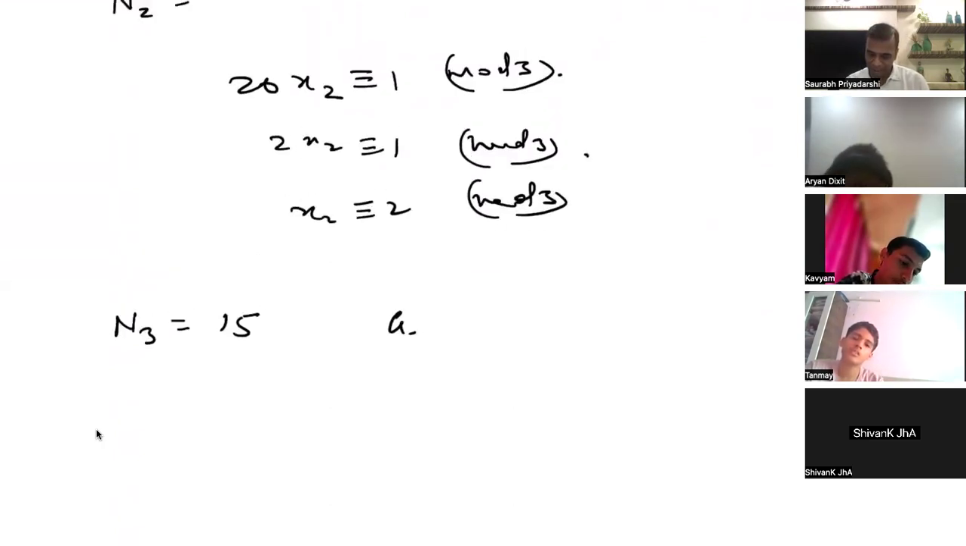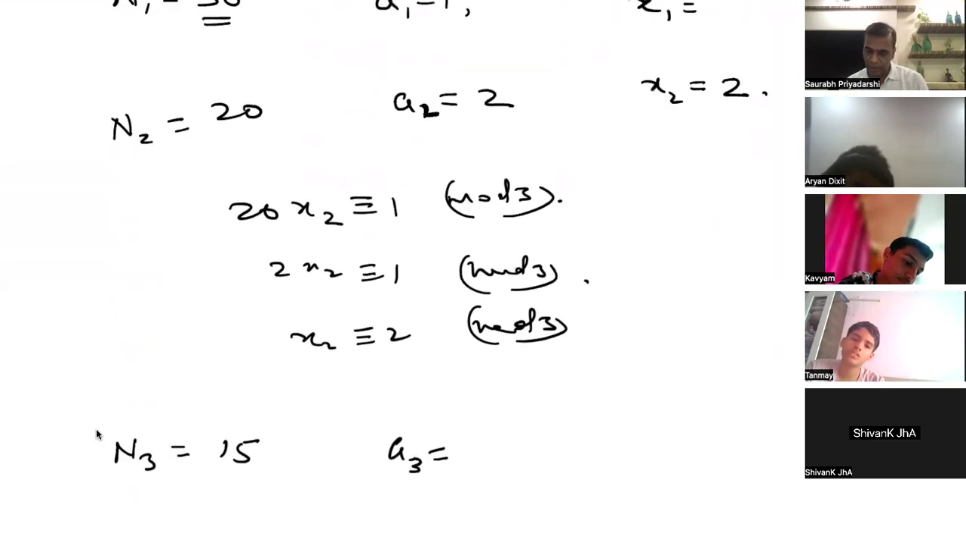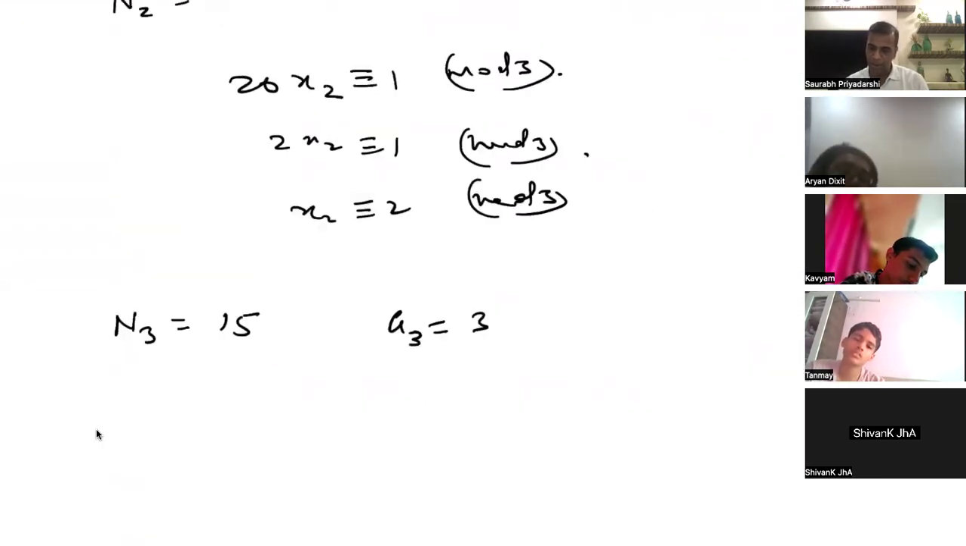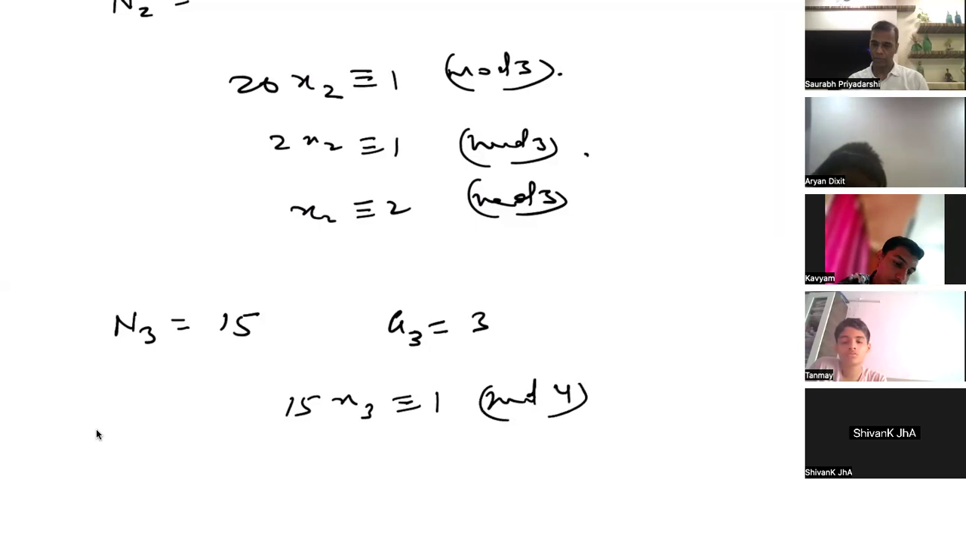What is a3 in this case? a3 was given as 3, right? And what is x3? X3 is what we have to find. So 15 x3 is congruent to 1 mod 4. What is the number you are getting? Sir, x3 will be 3 mod 4.